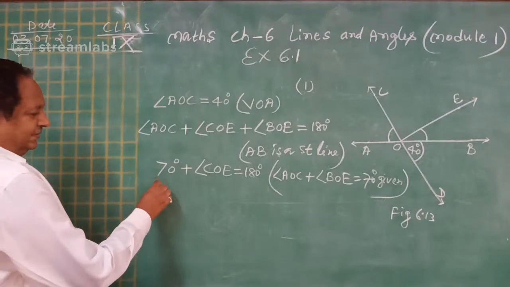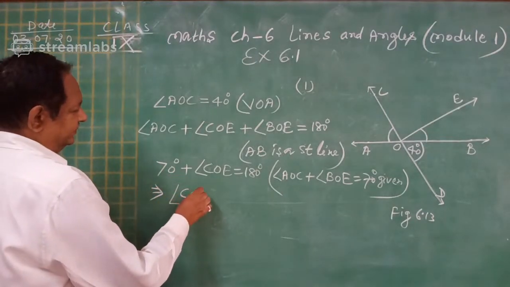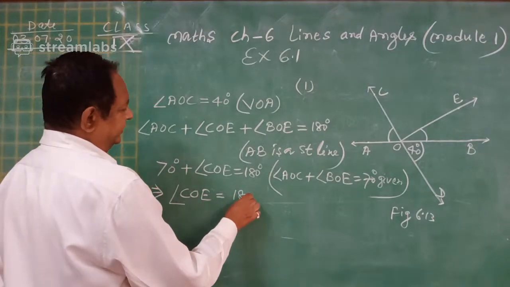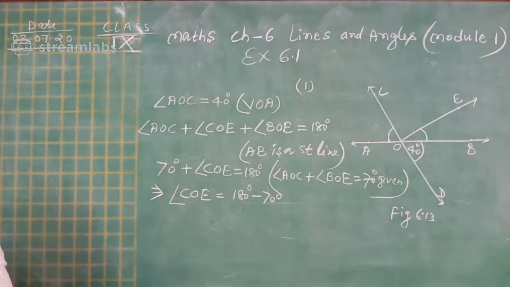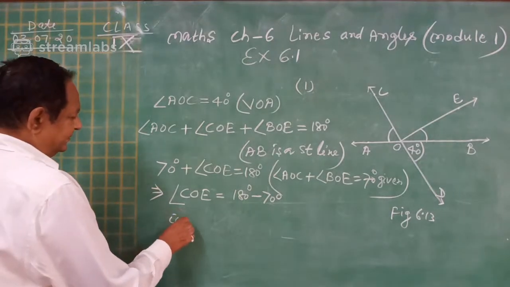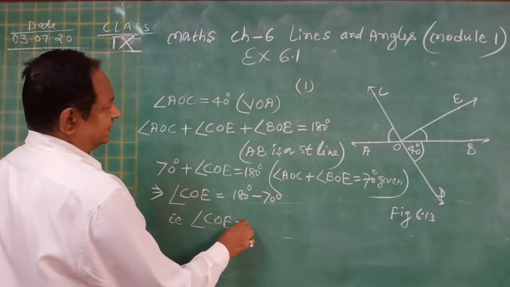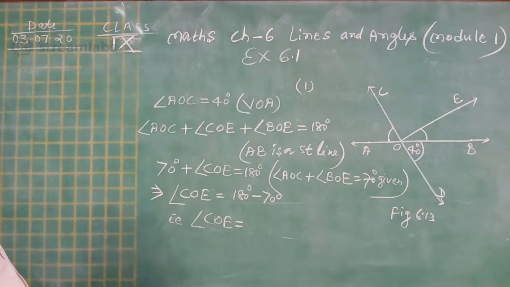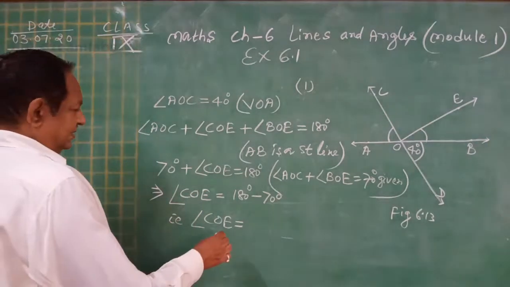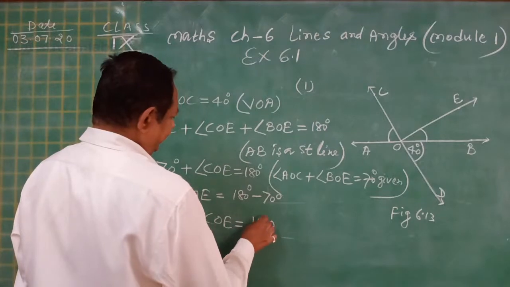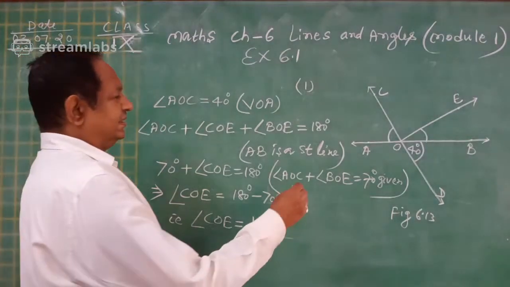This implies that angle COE is equal to 180 minus 70, transferring 70 from LHS to RHS. That is, angle COE is equal to 180 minus 70, so 110. So this angle is 110 degrees.